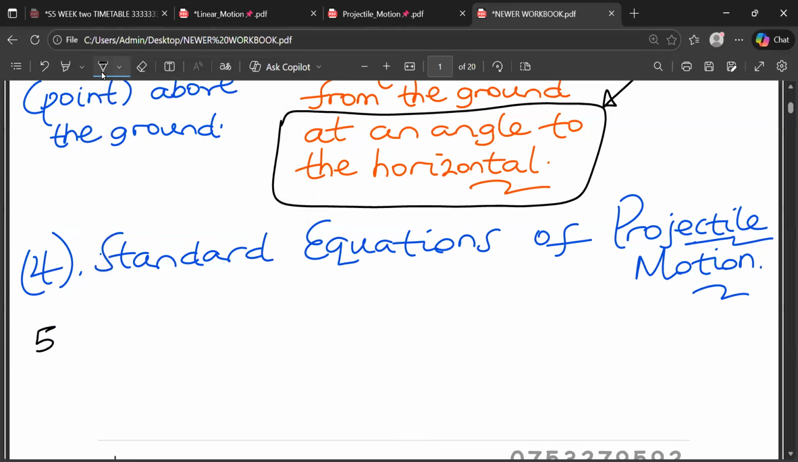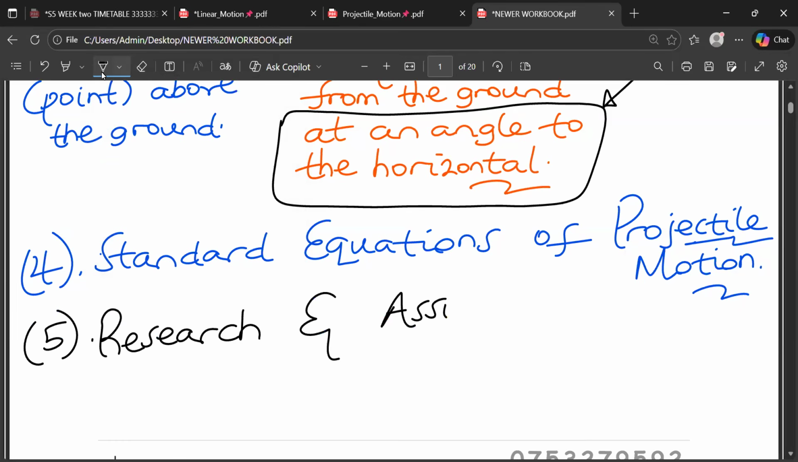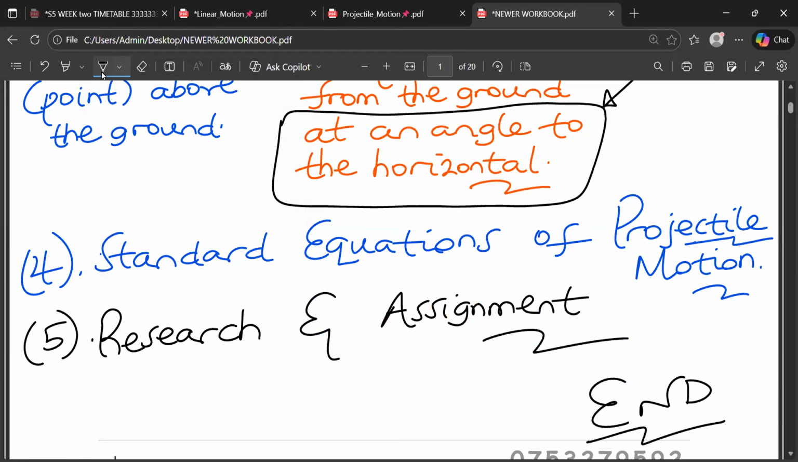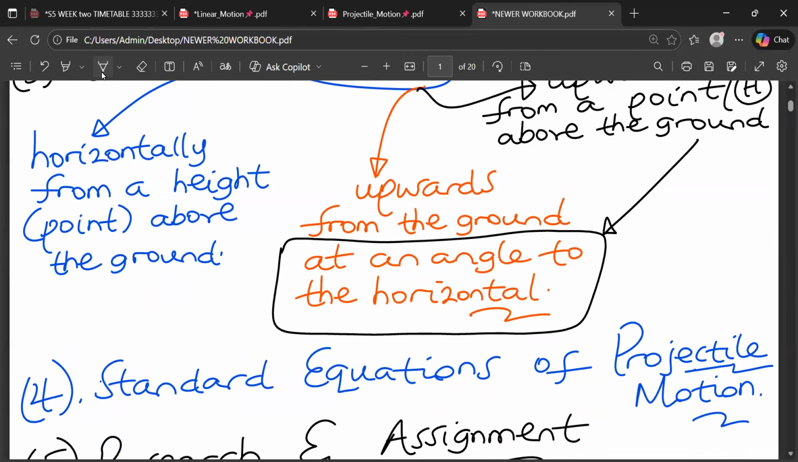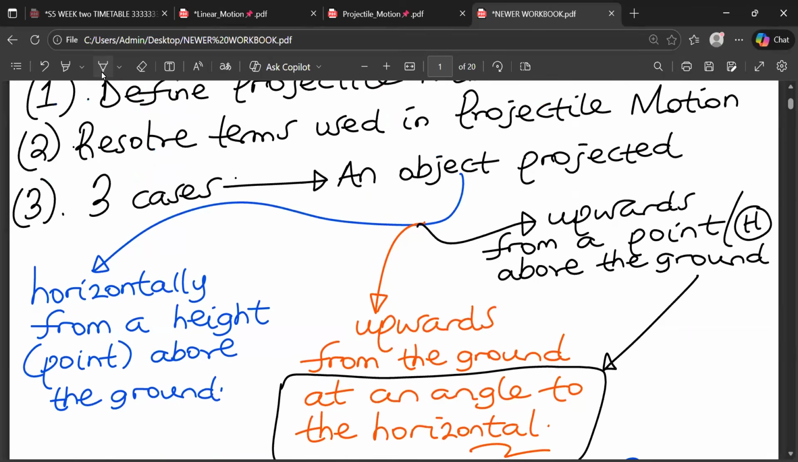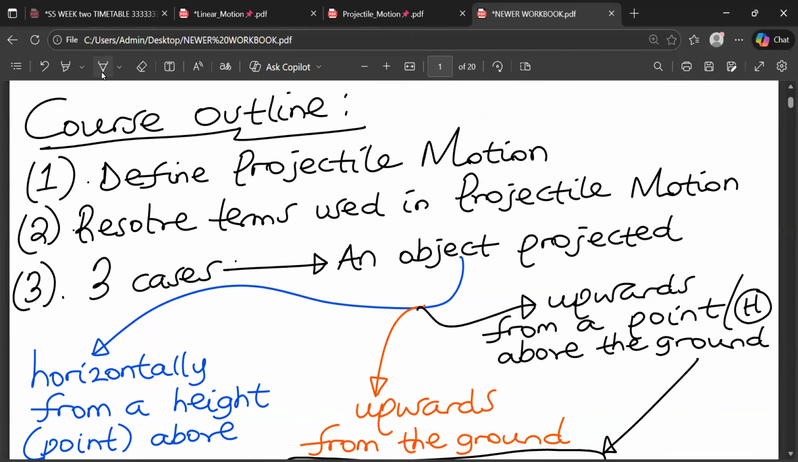So that is four, concerning the standard equations. Then five, of course, is research and assignment. That is the general course outline. And trust me, if we are done with research and assignments, that will be the end. Of course, those cases have examples with them. We just don't look at what they mean. We shall look at those cases and associated calculations.